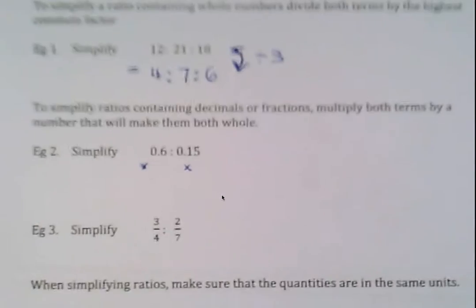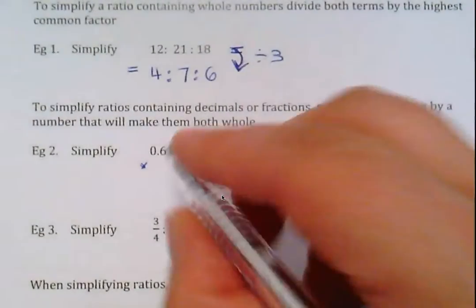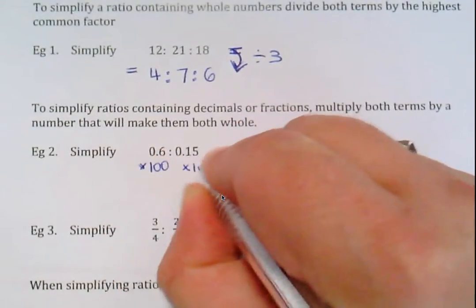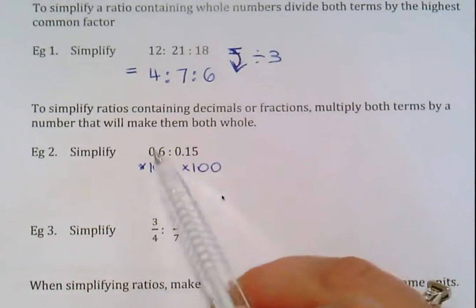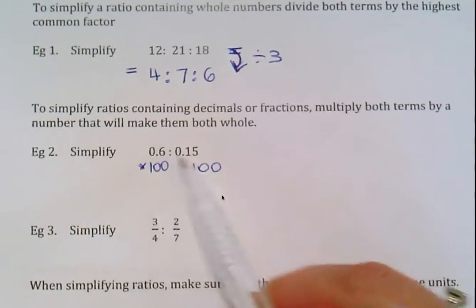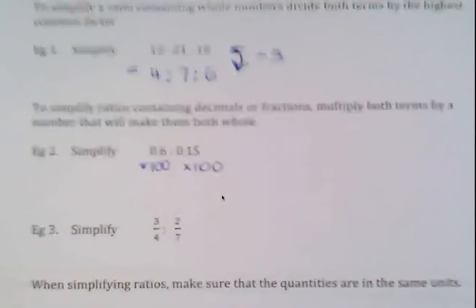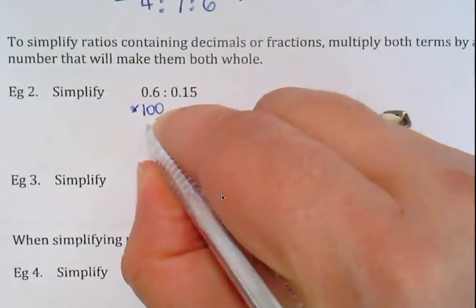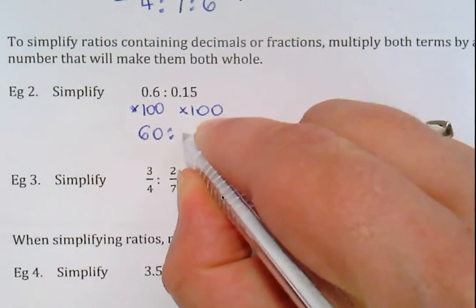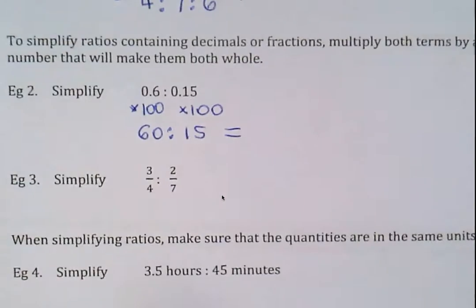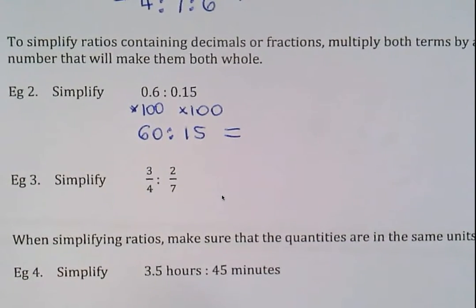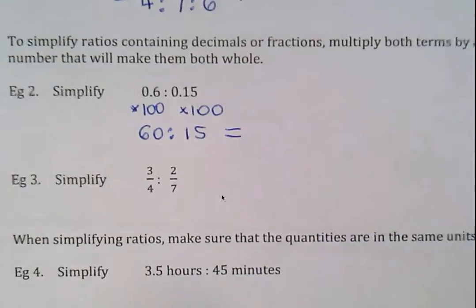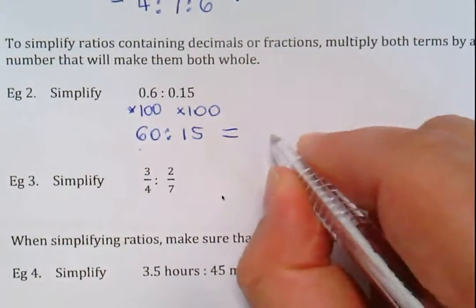But you know what, girls? Actually, you can do this on your calculator. I'll just show you how to do it by hand first. I'm going to times both of these by 100. If I times them both by 10, I get 6 and 1.5, and they're not both whole numbers. So if I times them both by 100, I'll get 60 is to 15. Now I can divide them both by what? Count up by 15s for me: 15, 30, 45. So now I can divide them both by 15 and I'll get 4 to 1.